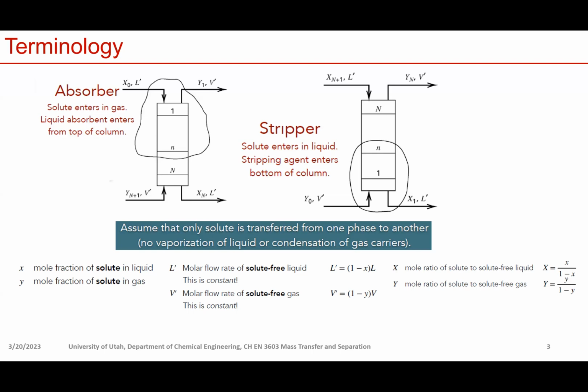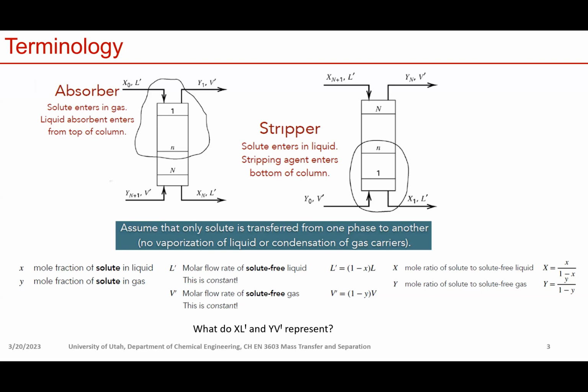Okay. And the molar flow rate of the solute-free liquid can be computed by multiplying 1 minus x, which is the mole fraction of the solvent, right? Then 1 minus x multiplied by L, where L is the total flow rate, gives you the flow rate of your solute-free solvent. Okay.